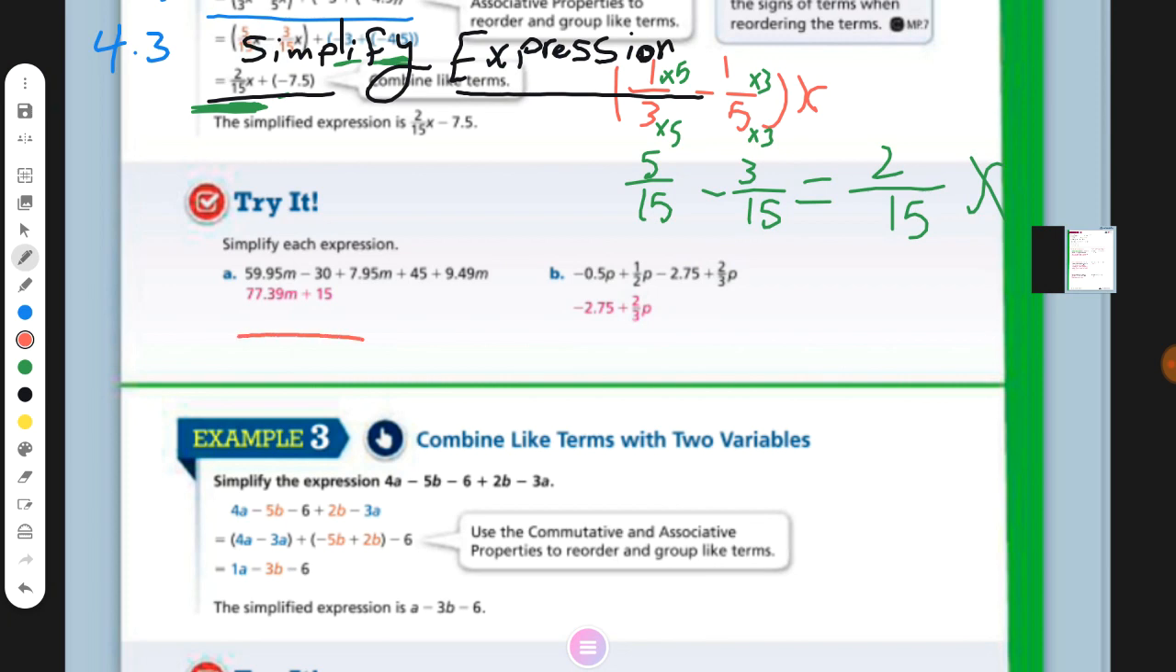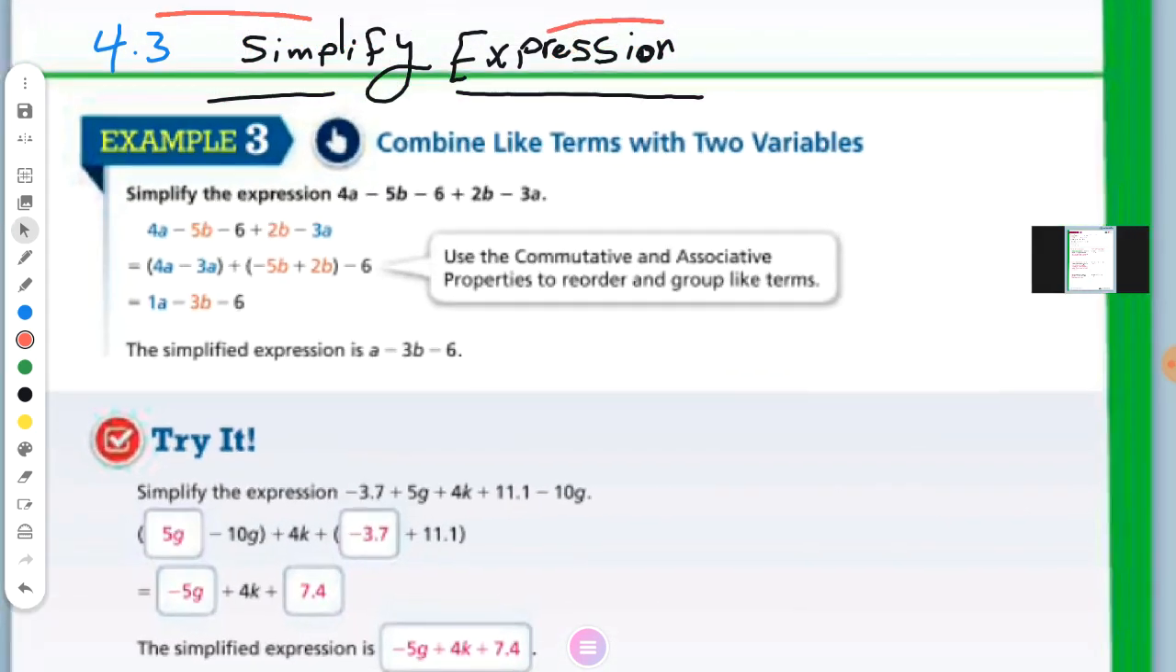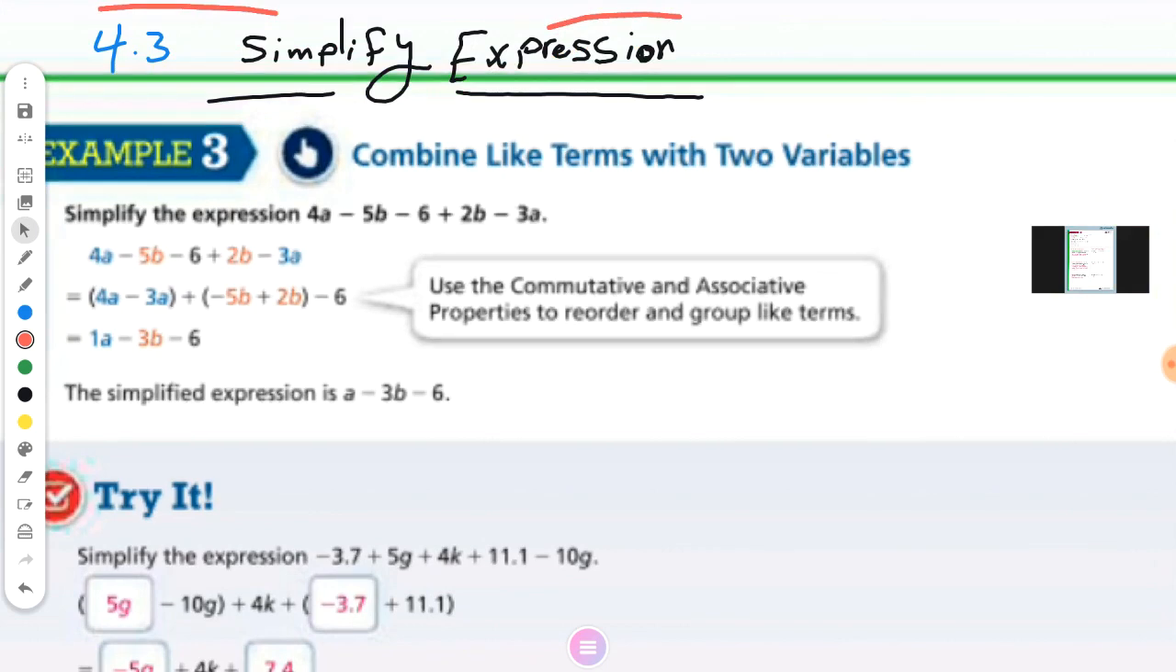What about combining like terms with two variables? If I have more than one variable, not only x, it may be x and y and z, a and b, any two variables, okay? Let's see, what should we do if I find an example like this? Example number 3 is talking about 4a minus 5b minus 6 plus 2b minus 3a.